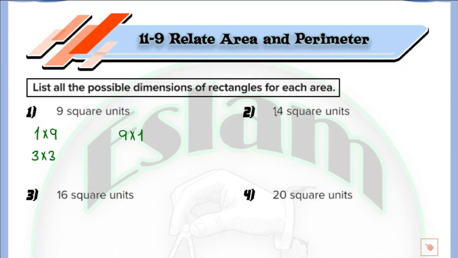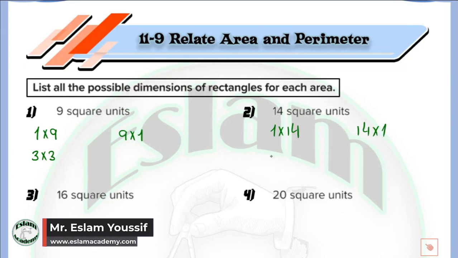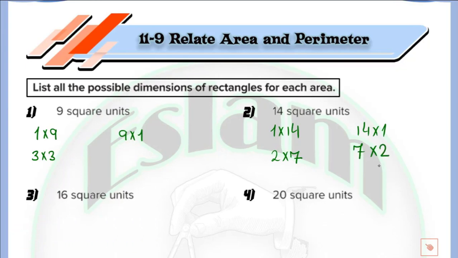So in question number 2, we have 14. 14 is equal to 1 multiplied by 14, and also we have 14 multiplied by 1. We can also find 2 multiplied by 7, and 7 multiplied by 2. Now we have 4 different dimensions forming the rectangle.